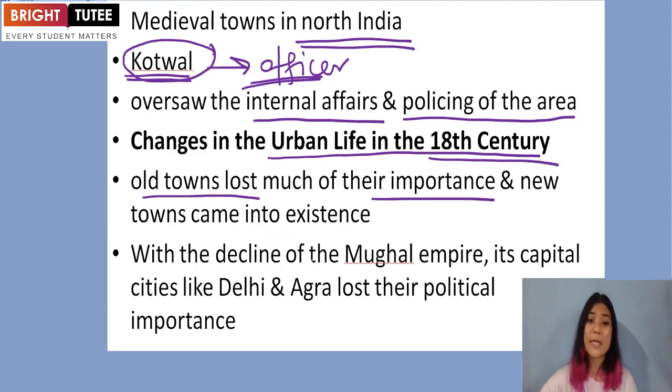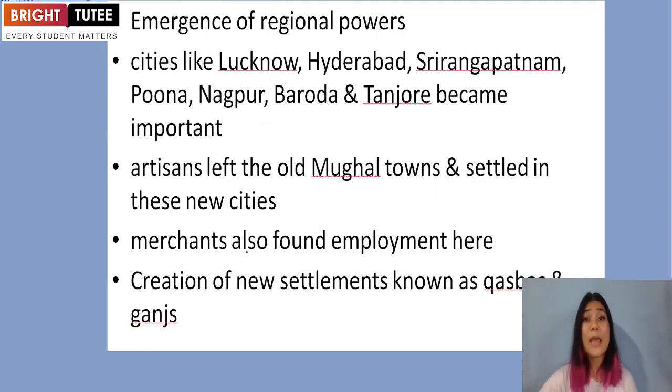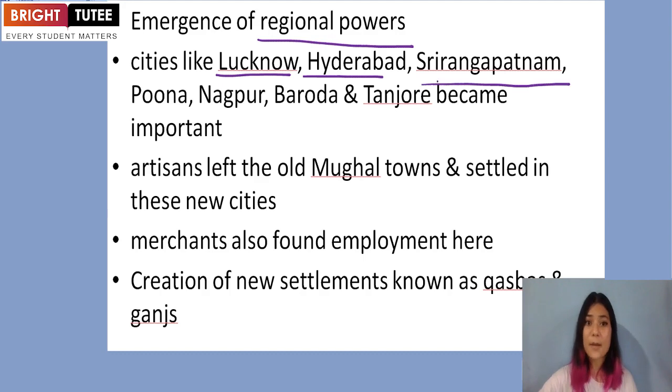Now, how? Let's see. With the decline of the Mughal Empire, the capital cities like Delhi and Agra lost their political importance. As a result, there was an emergence of regional powers and regional cities out of Delhi and Agra, which were important for the Mughal emperors. So cities like Lucknow, Hyderabad, Srirangapatnam, Pune, Nagpur, Baroda and Tanjore became significant.